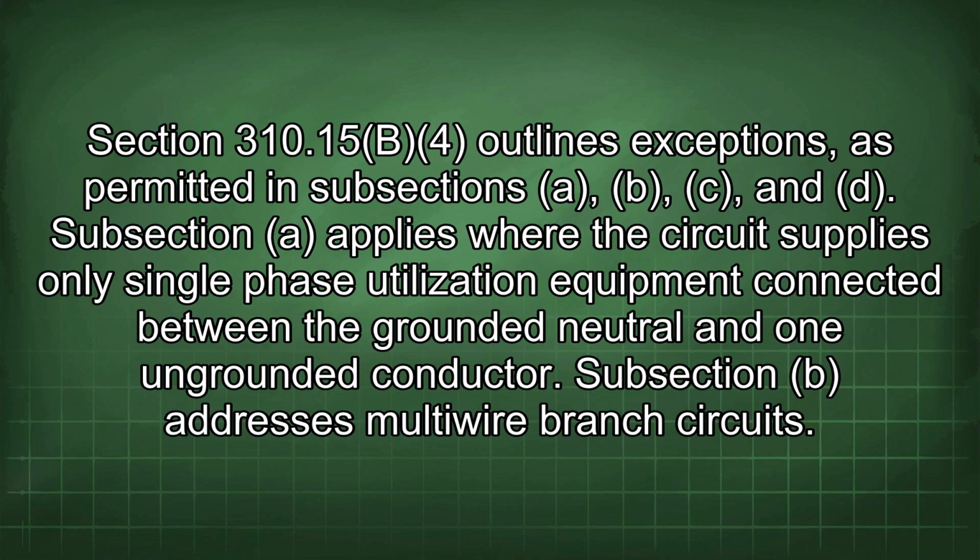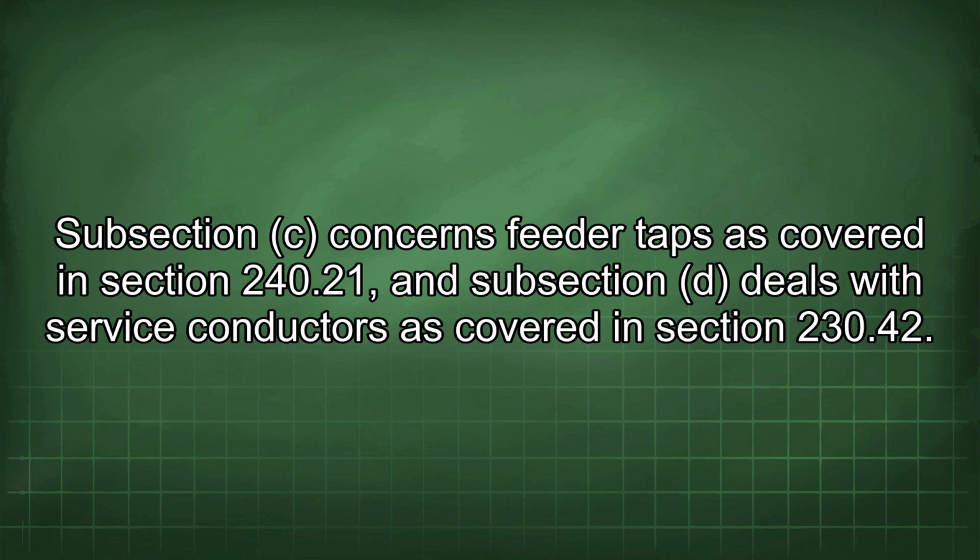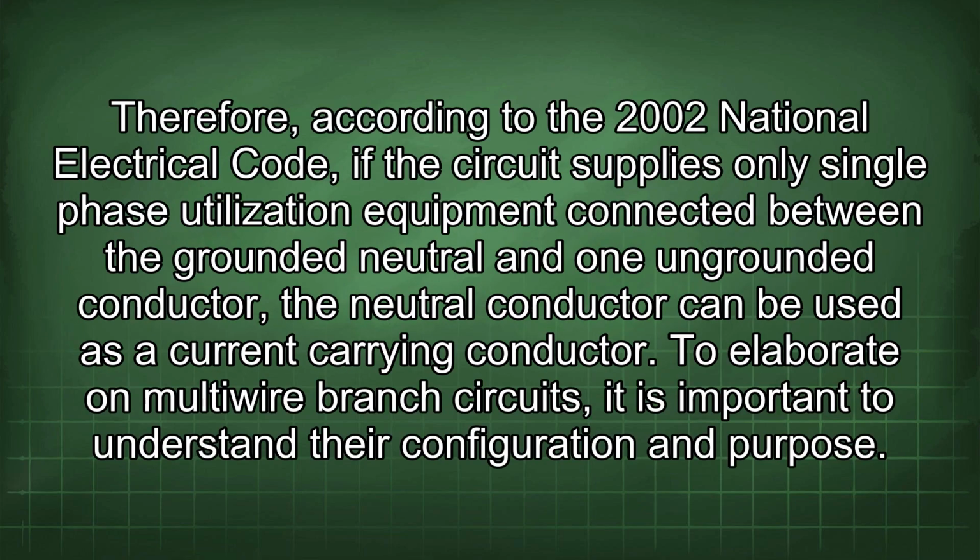Subsection A applies where the circuit supplies only single-phase utilization equipment connected between the grounded neutral and one ungrounded conductor. Subsection B addresses multi-wire branch circuits. Subsection C concerns feeder taps as covered in Section 240.21, and subsection D deals with service conductors as covered in Section 230.42. Therefore, according to the 2002 National Electrical Code, if the circuit supplies only single-phase utilization equipment connected between the grounded neutral and one ungrounded conductor, the neutral conductor can be used as a current-carrying conductor.